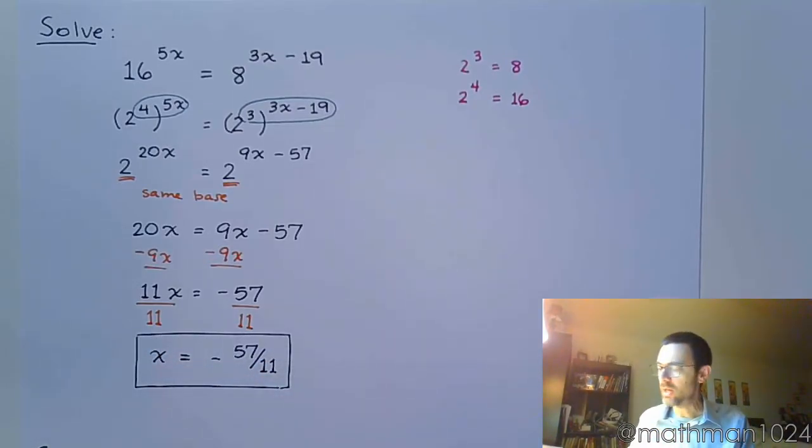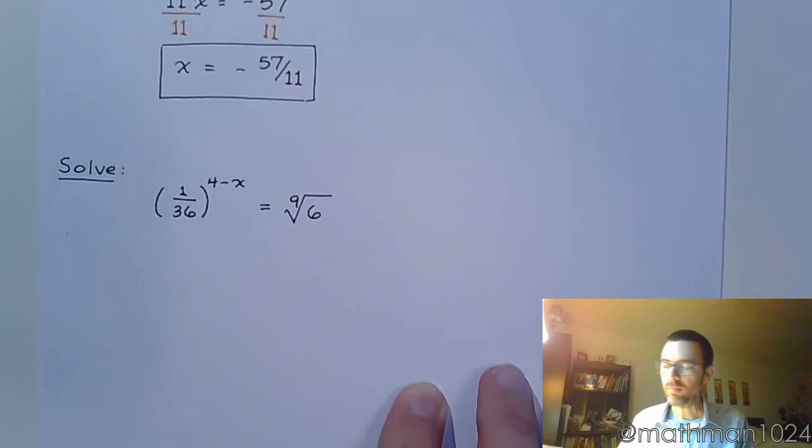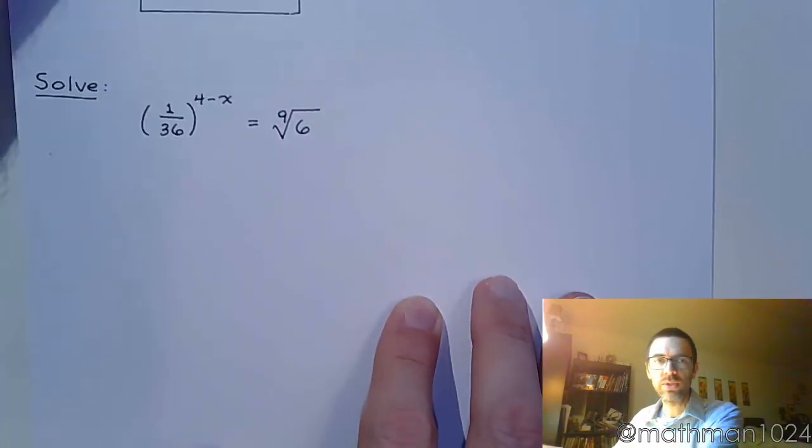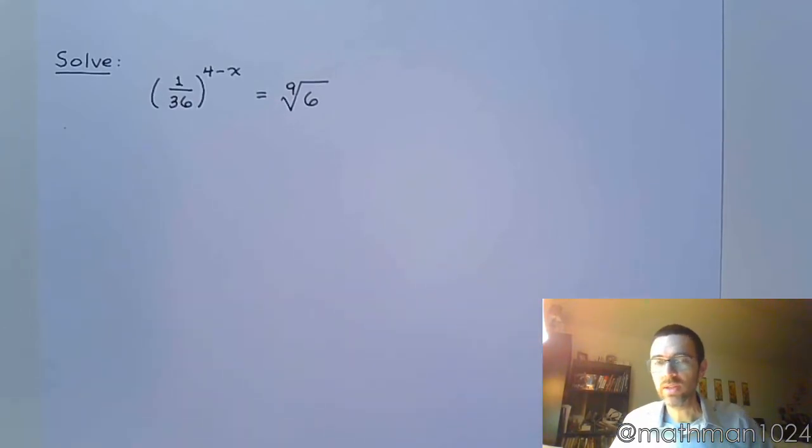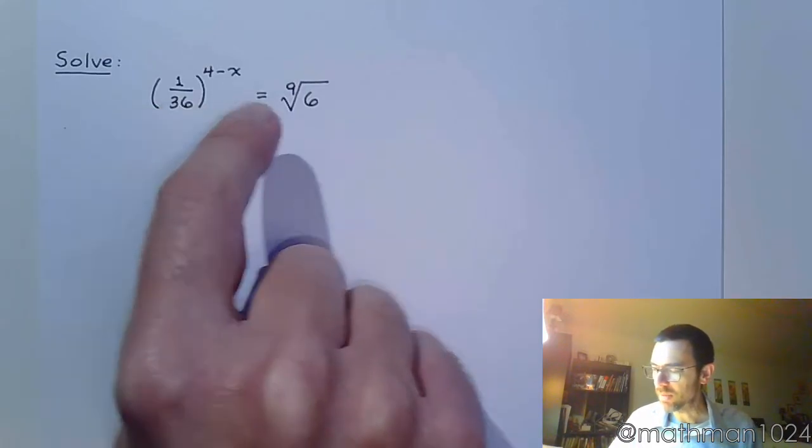All right, and our next example. Here in this next example, we have 1 over 36 to the 4 minus x is equal to the 9th root of 6. Now, when you're trying to identify a common base for both sides, ignore the fact that you have a fraction and ignore the fact that you have a radical. Look at the bases here. Look at the 36 and look at the 6.